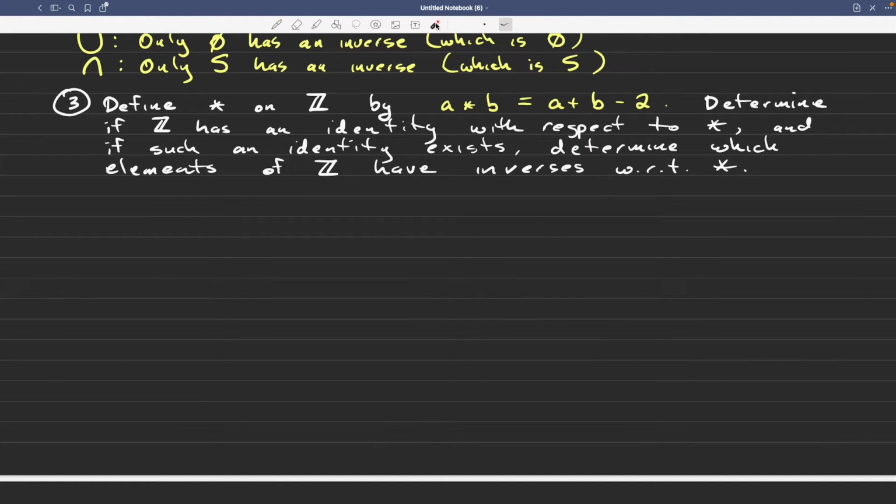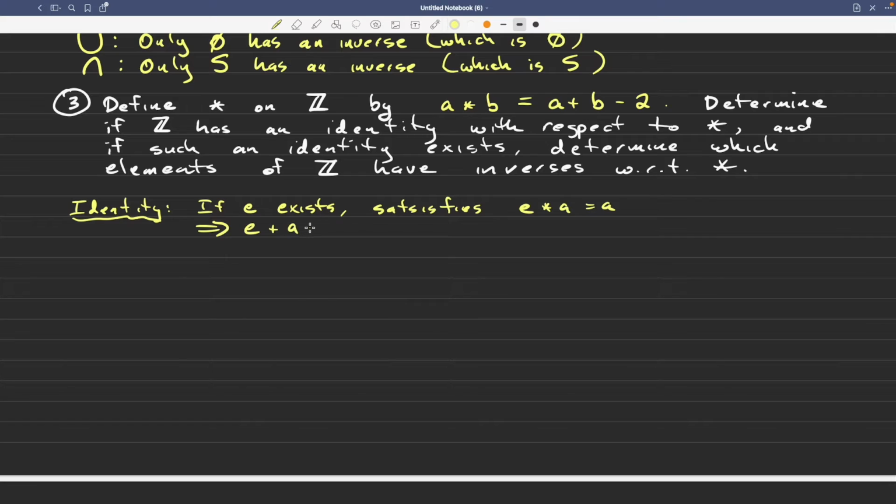So we've got this binary operation here, and I want to determine if it has an identity and then find it. For identities, you're going to do something similar to what I did before. If an identity exists, it satisfies E star A equals A. Well, that's an equation that I can probably solve. So E star A equals A becomes E plus A minus 2 equals A. Notice that I can subtract A from both sides to get rid of the A, and then add 2 to both sides, and I end up with E would have to be 2 if there is an identity.